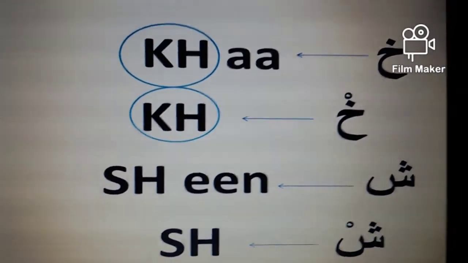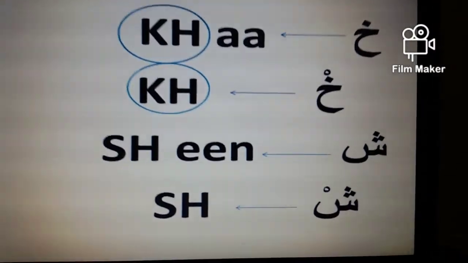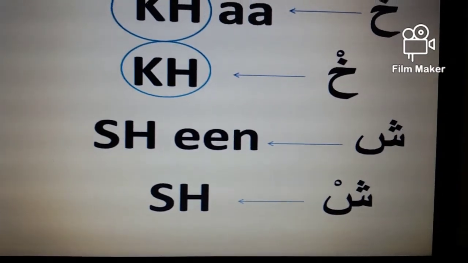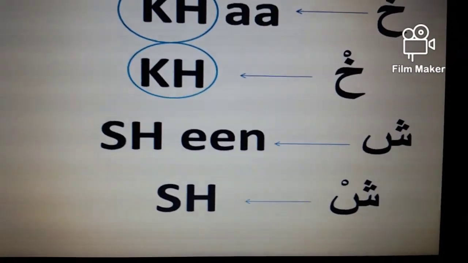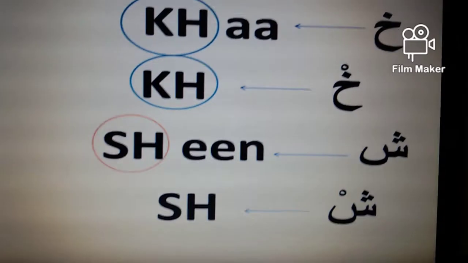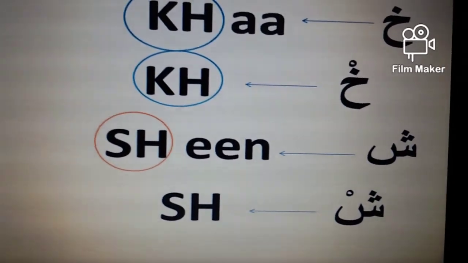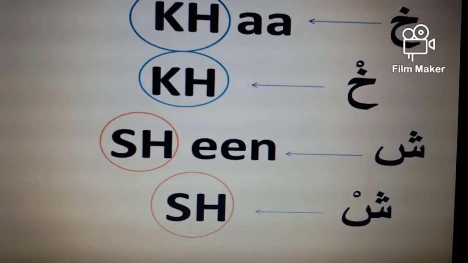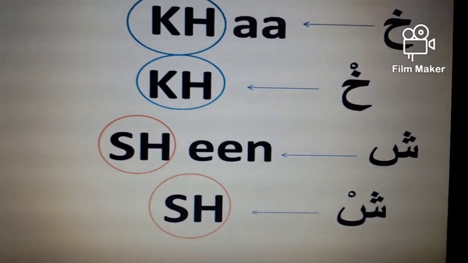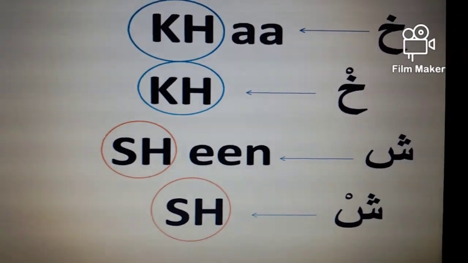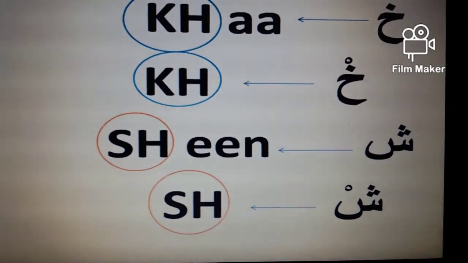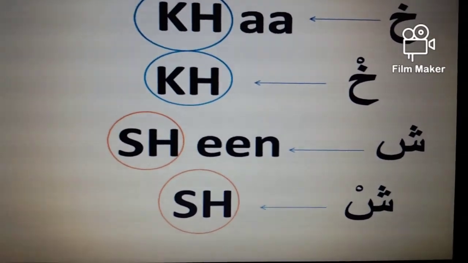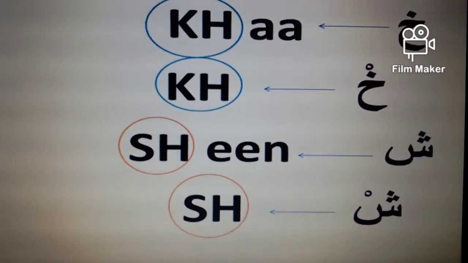Okay, then we move to another letter, which is the sheen. Sheen consists of sh, double e, and n. So we take the first two letters, sh, and it becomes like that on pronouncing it in a consonant form. It comes like sh. And when you say sh or shush in your language to stop someone from talking, remember it like that, sh.